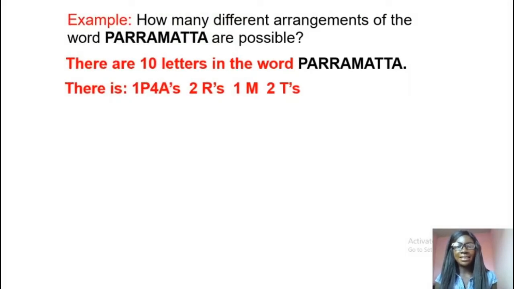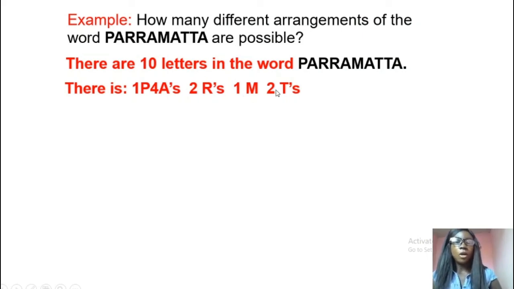So how many ways can we arrange the word Parameter? Okay, so this word is a 10-letter word. And we see that we have 1 P, we have 4 A's, we have 2 R's, we have 1 M, and we have 2 T's.